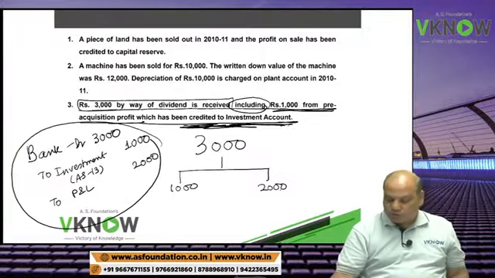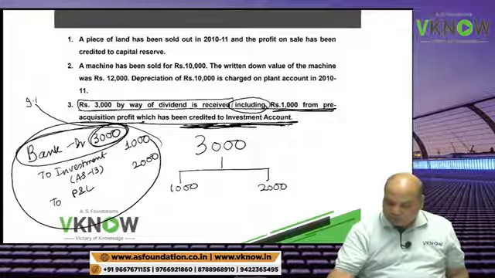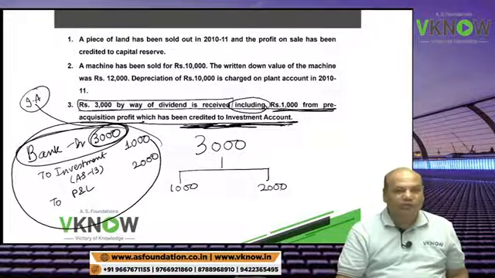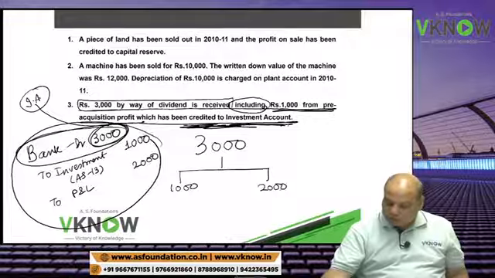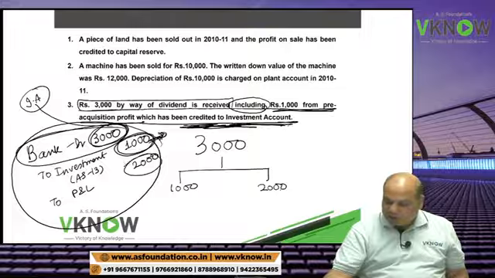Remaining 2,000 they have credited to P&L account. So what we are going to do, total dividend income 3,000 will be shown in investment activity. Investment account we are going to prepare, and you are going to write on the credit side of investment account 1,000. P&L account is credited by 2,000.